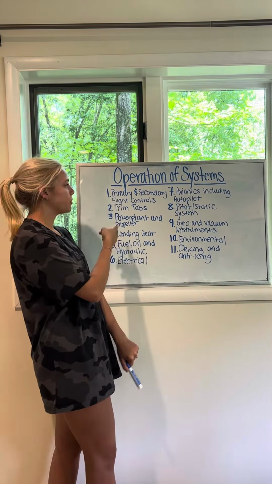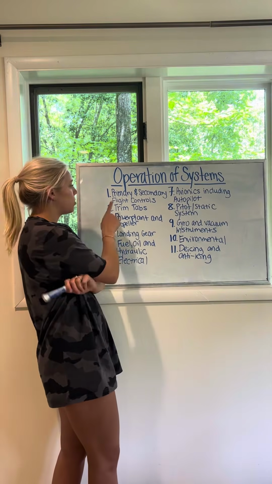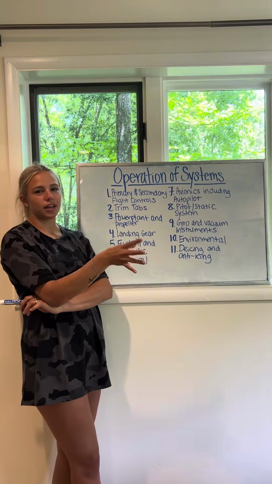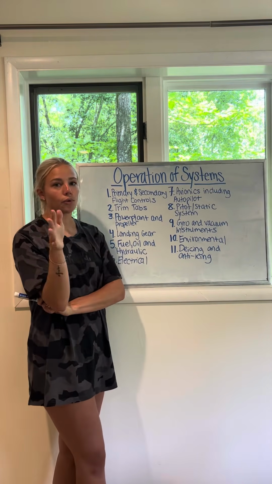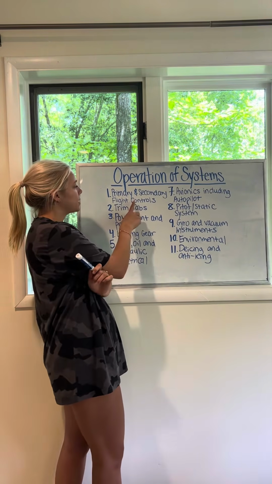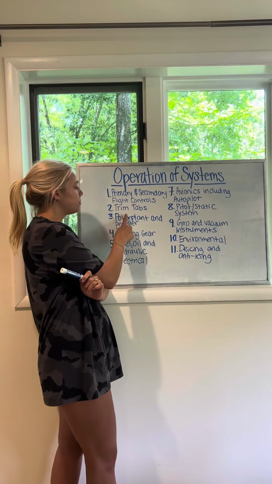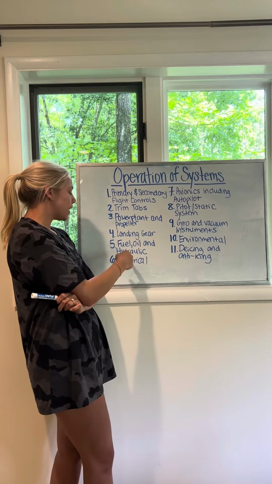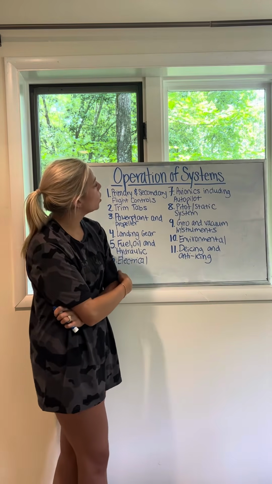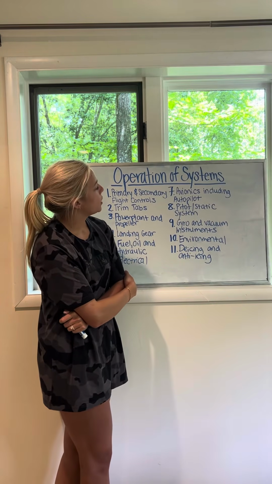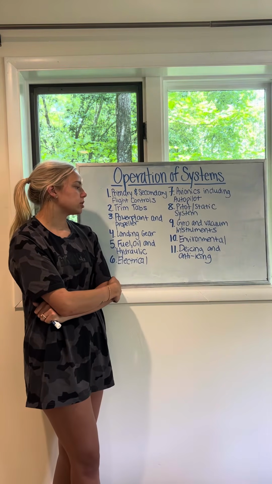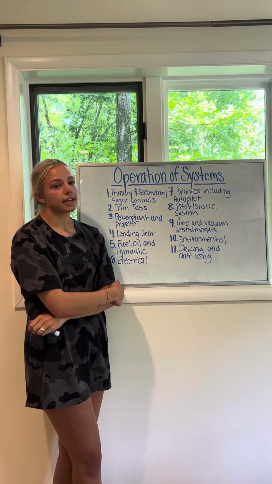So today we're doing operation of systems. These are the topics we're gonna go over. They're all gonna tie into each other, so we're not gonna do different sections. We're just gonna go through the whole lesson. But primary and secondary flight controls, trim tabs, power plant and propeller, landing gear, fuel, oil and hydraulic, electrical, avionics, including autopilot, pitot system, gyro and vacuum instruments, environmental, de-icing and anti-icing.